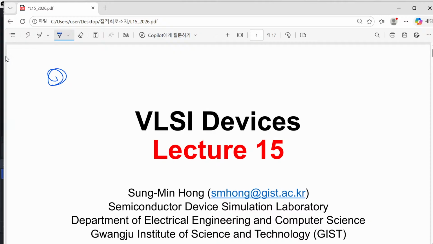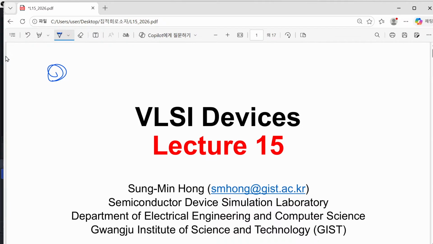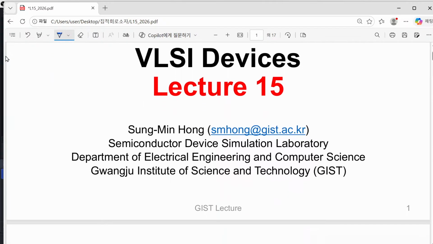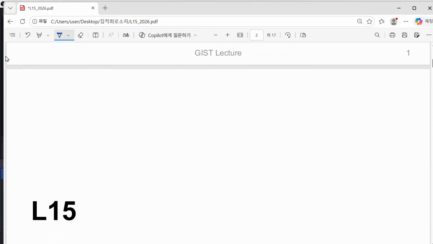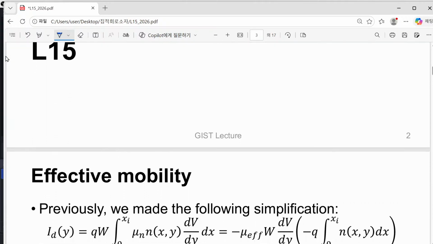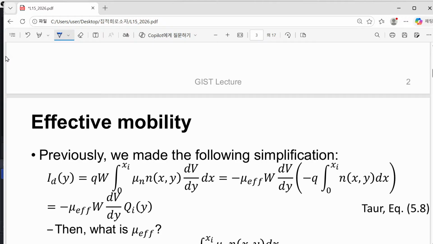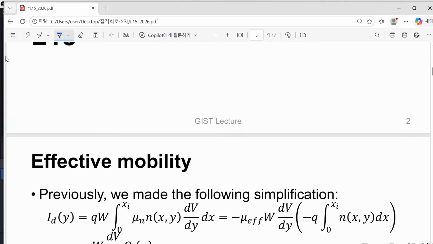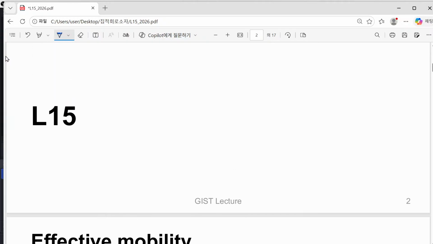Maybe this is the last lecture for the long channel MOSFET, and I would like to move to the third part, the last part, the short channel MOSFET. Up to now, we have thought about how we can evaluate or predict the IV characteristics of our transistor, the MOSFET. Of course, we have to understand this one.